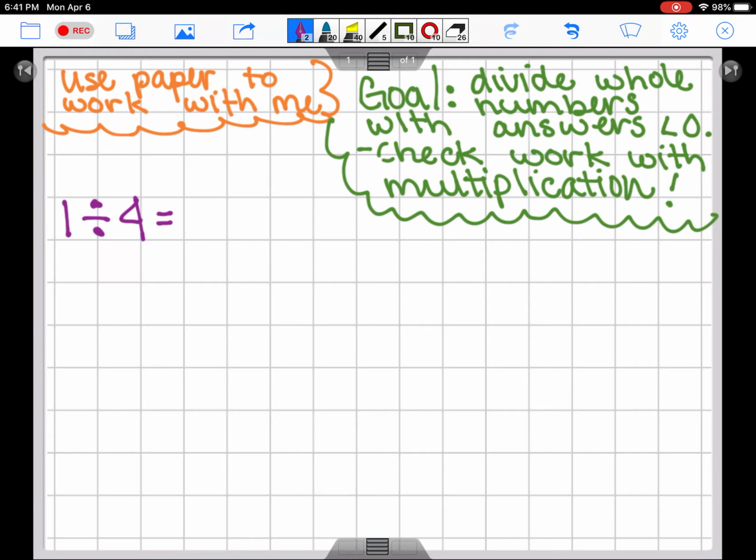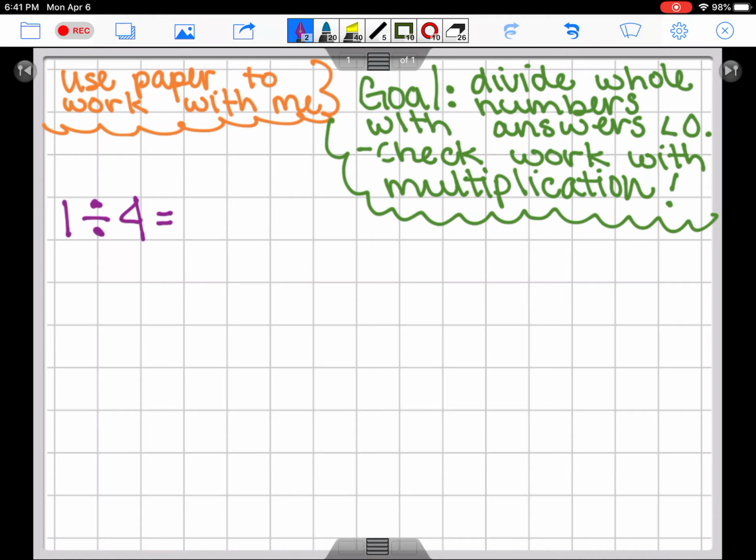All right, it is the 1. The 1 is our dividend, and it's the one that's going to be broken into small groups. That means that the 4 is our divisor. It's the one doing the dividing and telling us how many groups we are going to create.